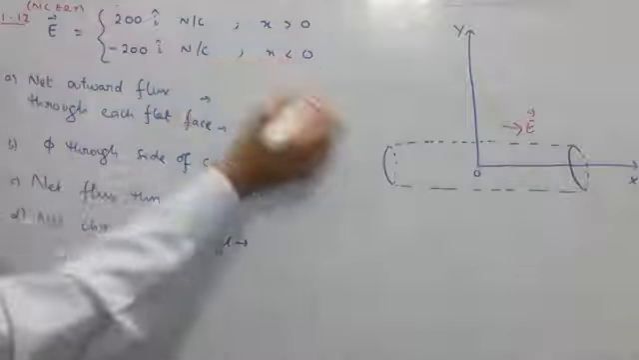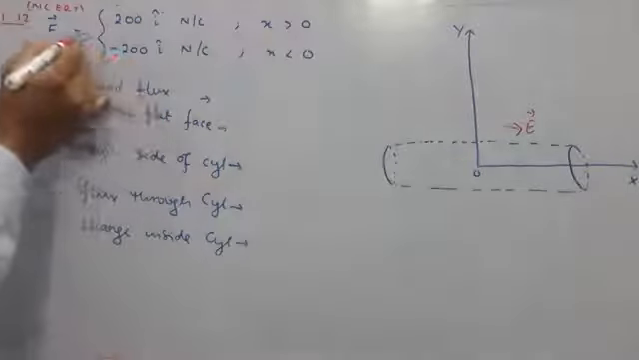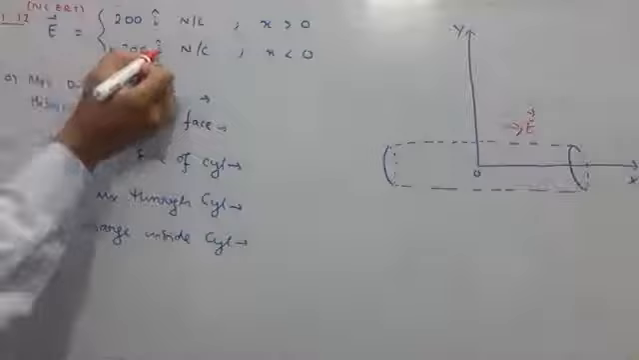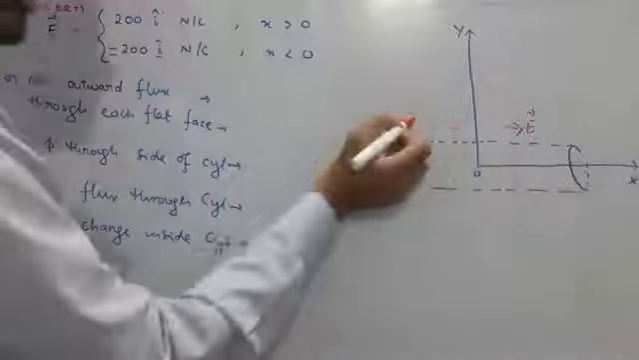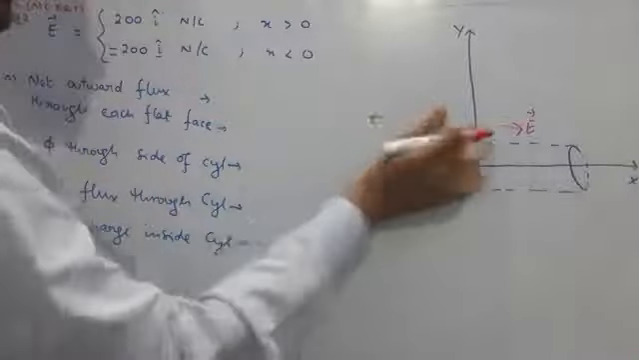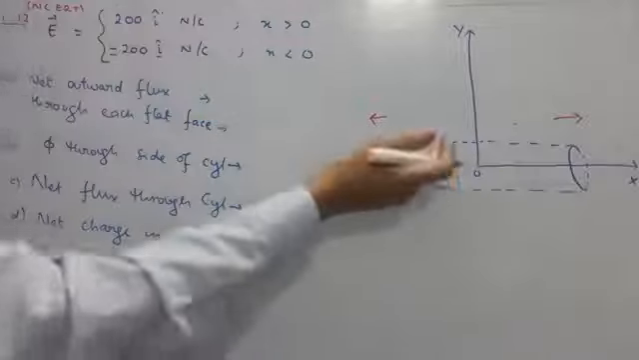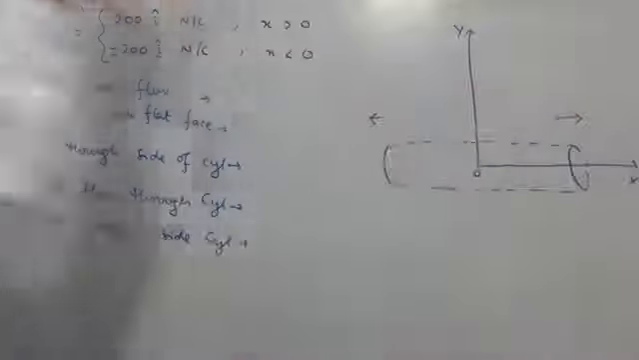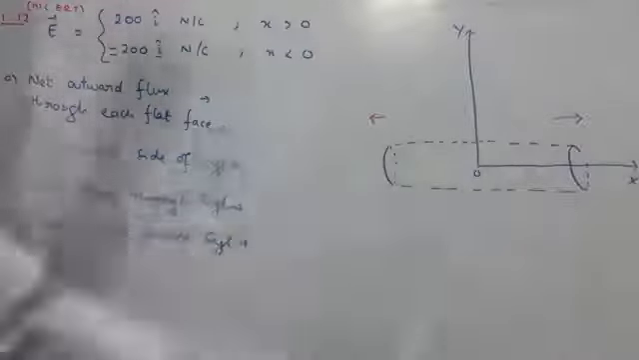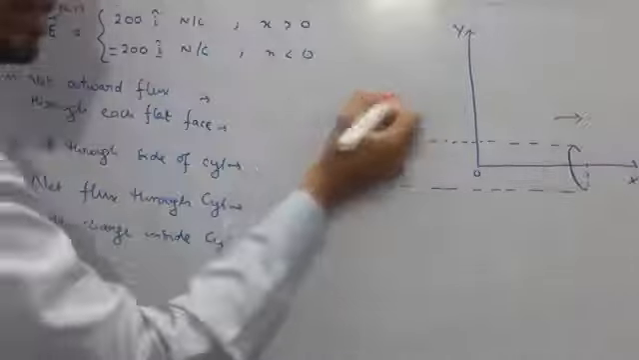But for x less than 0, to the left of origin, its direction is along minus i cap. That means the electric field is in this direction. So the direction of the electric field in the regions to the left and right of origin are opposite. So this is the direction of the electric field in these two regions.